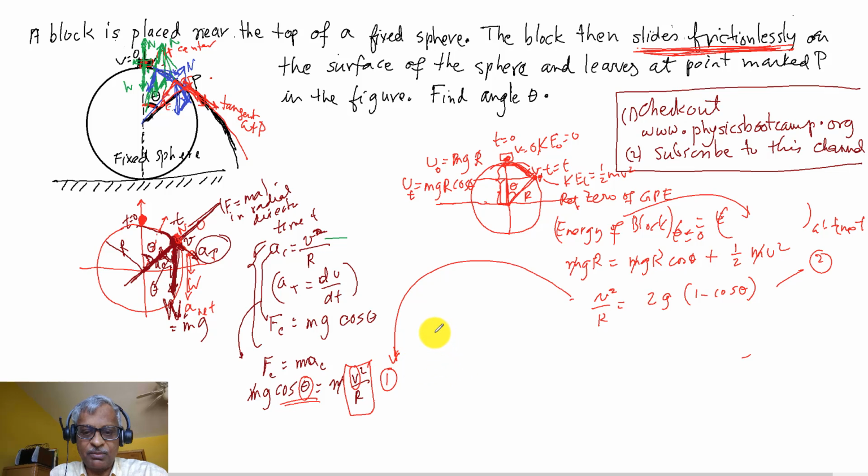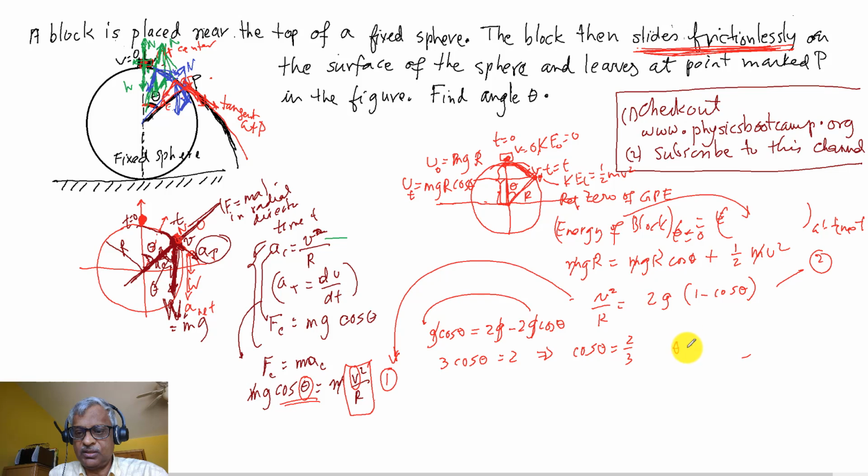What do I have? I have g cosine theta equal to 2g minus 2g cosine theta, and I bring it on this side, and the g's got cancelled out. So I have 3 cosine theta equals 2, then cosine theta equals 2/3, and so theta is arc cosine of 2/3. That's the answer. It's a really good problem if you think about it.